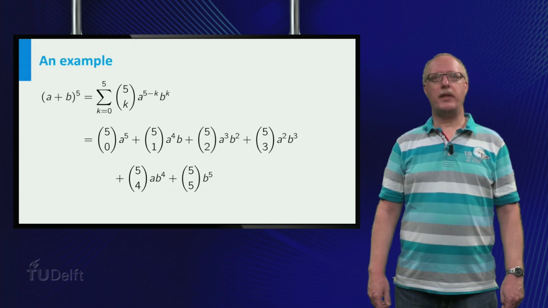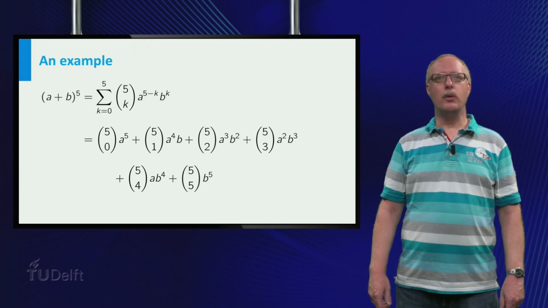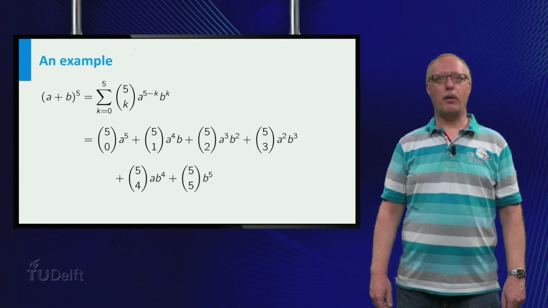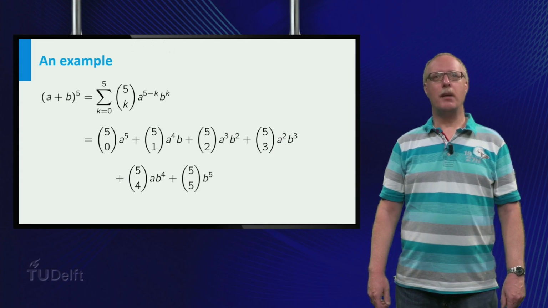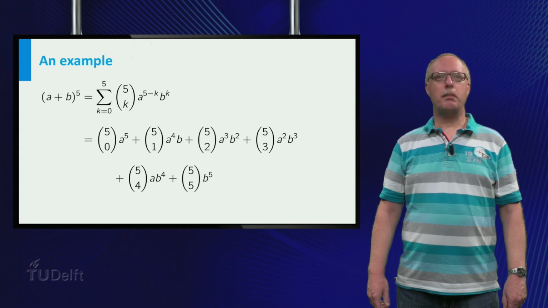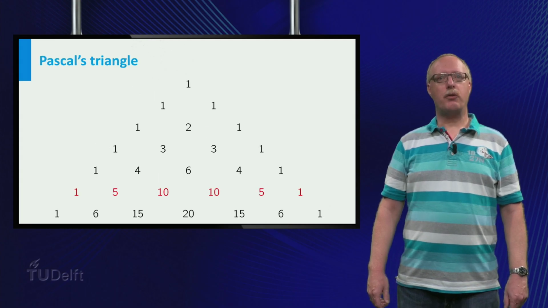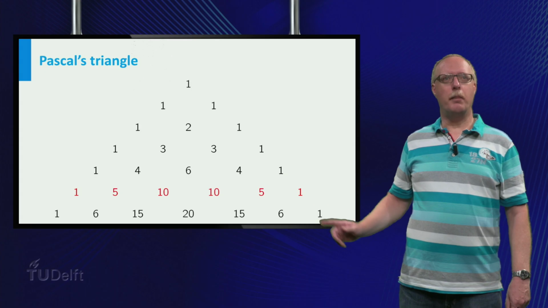As an example, we consider (a+b)^5. The binomial theorem leads to 5 choose 0 times a^5 plus 5 choose 1 times a^4 b plus 5 choose 2 times a³b² plus 5 choose 3 times a²b³ plus 5 choose 4 times ab^4 plus 5 choose 5 times b^5. In Pascal's triangle, these binomial coefficients appear here.